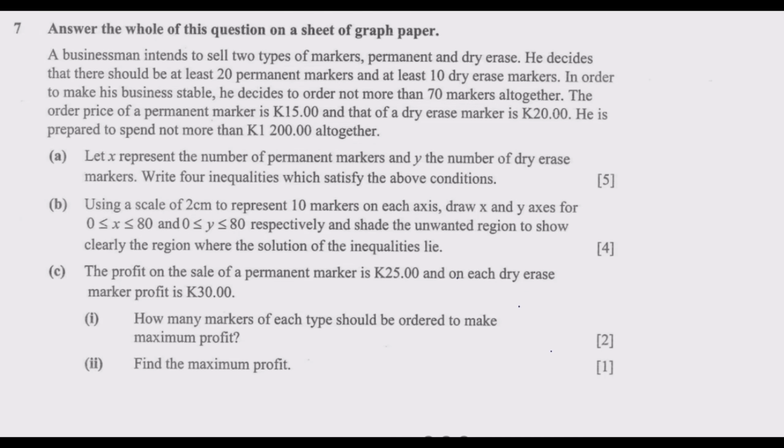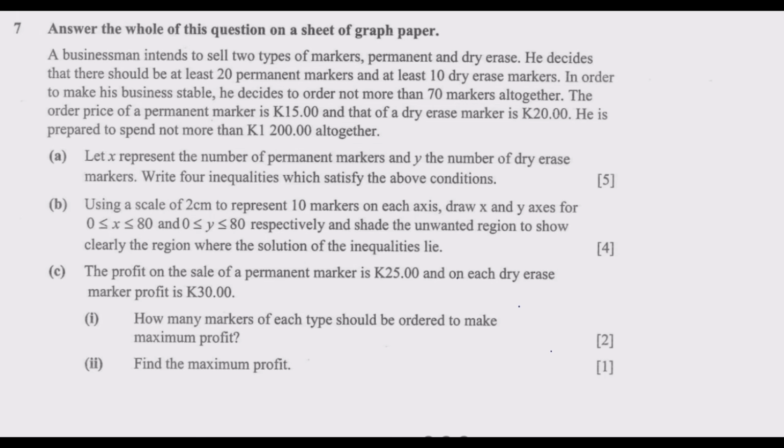So in this episode we are moving to section B, where we are expected to answer 4 questions out of 6. Let us look at question 7, which is from linear programming. Question 7 reads: answer all of this question on a sheet of graph paper.